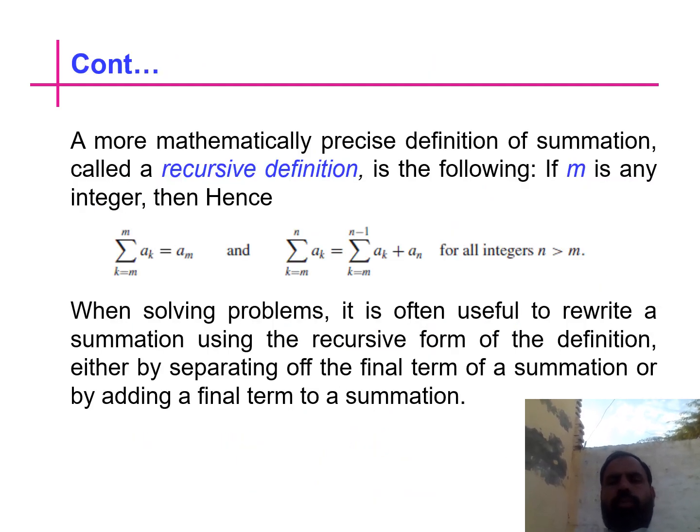A more mathematically precise definition of summation, called a recursive definition, is the following. If m is any integer, then summation a_k, k varies from m to m, is a_m, and summation a_k, k from m to n, is equal to the summation of a_k, k from m to n minus 1, plus a_n, for all integers n greater than m.